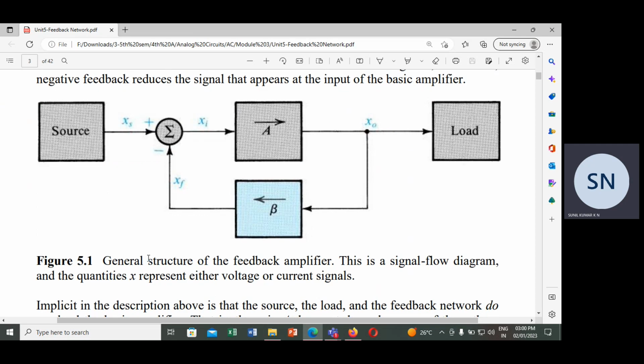So the first one is what? The input signal source. A voltage signal source is connected. Suppose in a common source amplifier, V signal is connected. So what is that? The signal source. So here also, it is the same source.